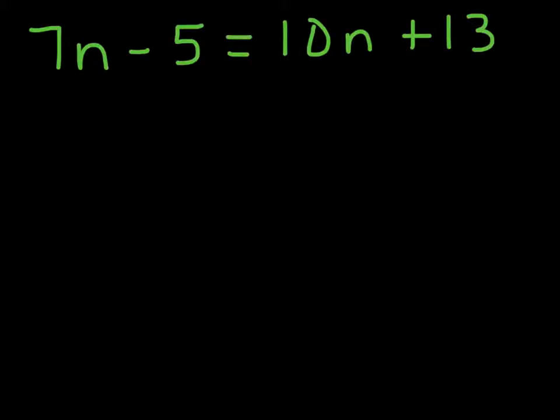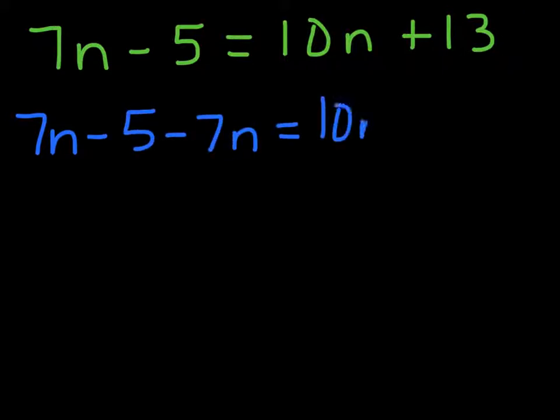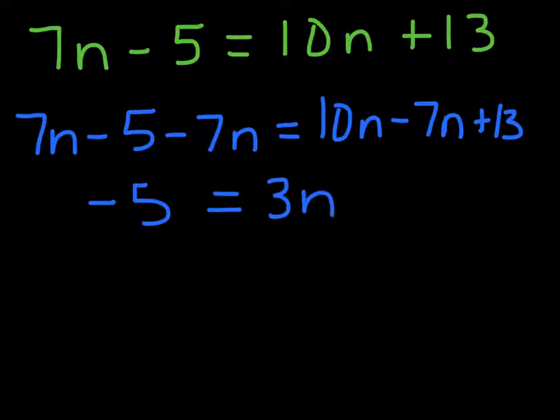7n minus 5 equals 10n plus 13. The first thing we want to do here is to combine our like terms. We want to get all of our n's on one side of the equation. So we will rewrite the equation, subtracting 7n from each side. Giving us negative 5 equals 3n plus 13.